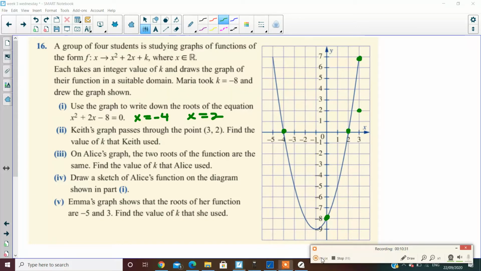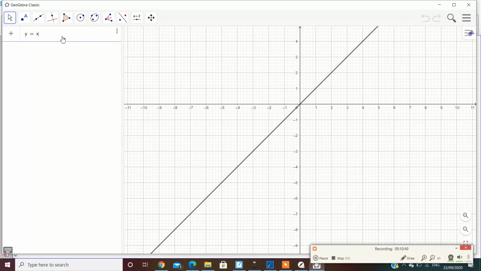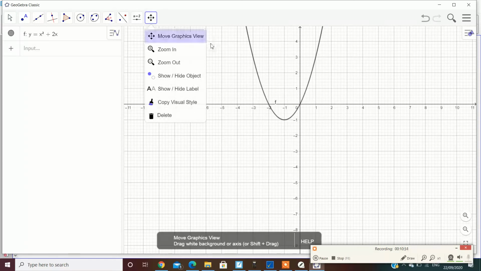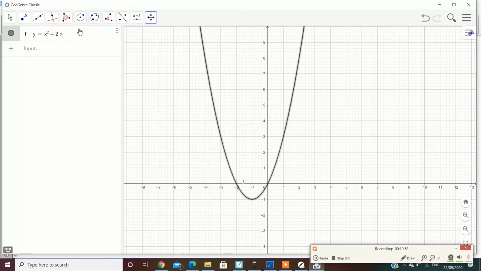So, to illustrate what's going on, I'm going to use a GeoGebra package, okay? And what we're going to put in here is y equals x squared. Is it plus 2x, or minus 2x? Plus 2x. There's x squared. There is x squared plus 2x. Everybody see it? That right there is x squared plus 2x.